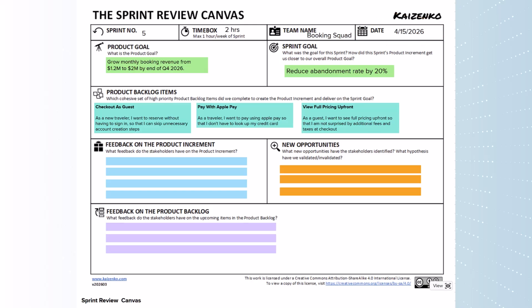Now, since the review is about inspecting progress towards the product goal, we need our product goal. In our case, it was to increase revenue from 1.2 million to 2 million. Our sprint goal for this sprint was to help out with that by reducing abandonment rates. Here are the 3 things we worked on to support that.